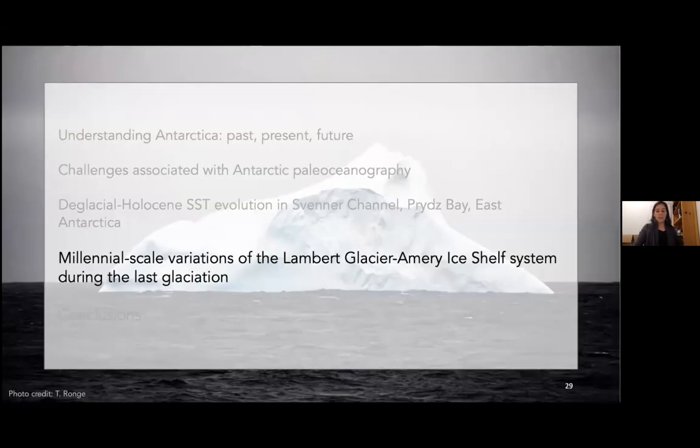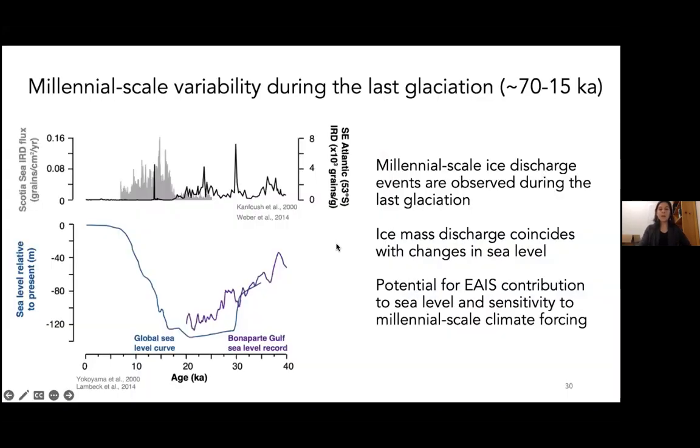So moving on to millennial scale variations, we're going to look a little farther back at the last glaciation. We saw earlier that millennial scale variability has occurred throughout the last, I only showed the last 60,000, but there are records that show millennial scale variability throughout the last 70,000. These are two records, one from the Scotia Sea, another from the South Atlantic, and there are these pulses of what is interpreted to be IRD, spaced roughly 5,000 to 7,000 years apart.